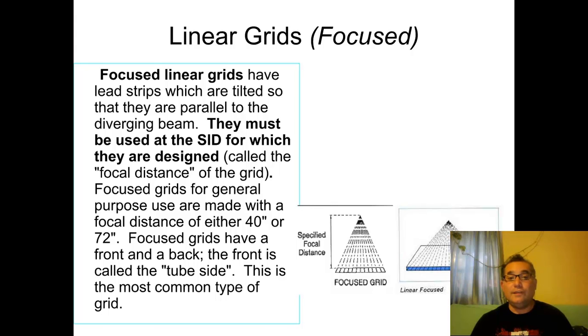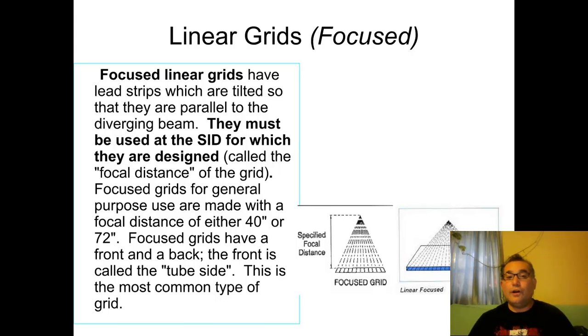In other words, SID. Focused grids are made with generally either a 40-inch or a 72-inch focal distance, which means if you are doing, let's say, a portable examination up on the floor, the patient is in the bed, you have your portable machine and you have your grid. If you are less than 40 inches, then you are not within the focal distance of a focused grid, and you may have what's known as grid cutoff, or unequal density that even in the CR environment cannot be fixed.